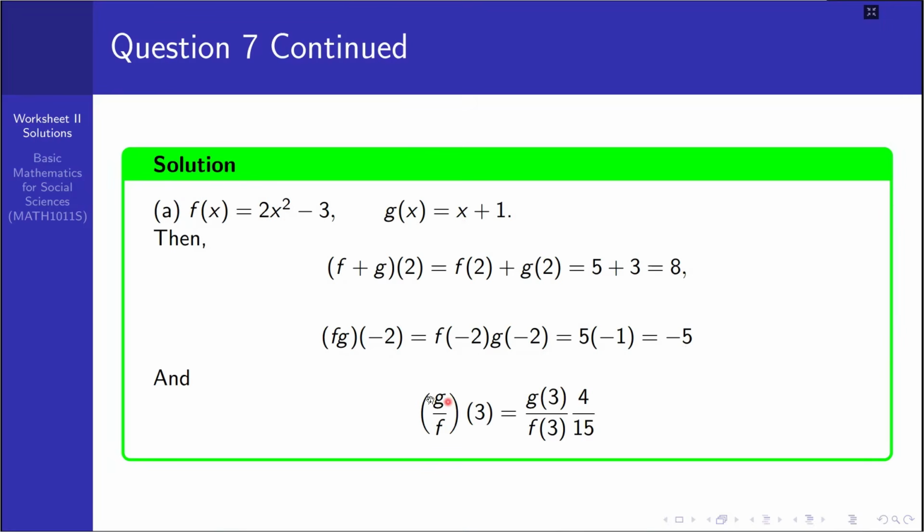And lastly, g over f of 3 could be g of 3 over f of 3. g of 3, if you substitute 3 here, we can have 3 plus 1, that's simply 4. And f of 3 could be, this f of 3 means 3 squared is 9, 9 times 2 is 18, 18 minus 3 could be 15. So that 4 over 15 would be the image of 3 under g over f.